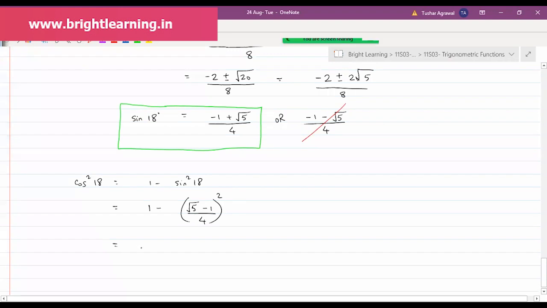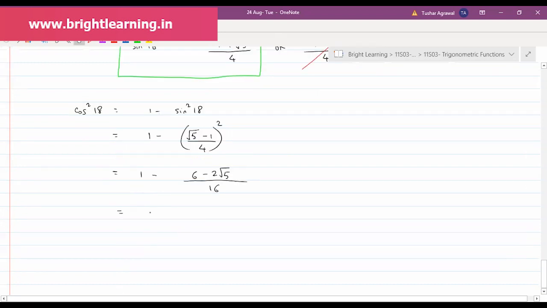So this will be equal to 1 minus root 5 minus 1 whole square upon 16. Root 5 minus 1 whole square is a minus b whole square, which is 5 plus 1, 6, minus 2 root 5. We do the multiplication and solve. 1 into 16, 16 minus 6 is 10, and this will become plus 2 root 5. This is just arithmetic that we are doing. So cos square 18 is this.